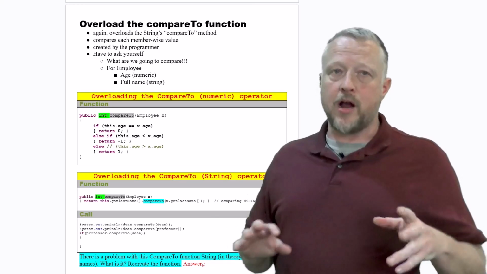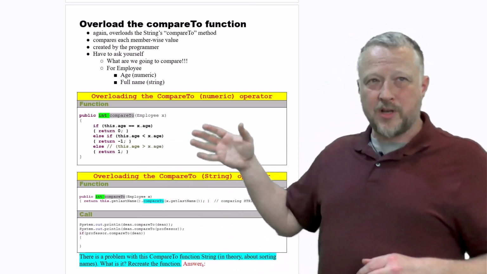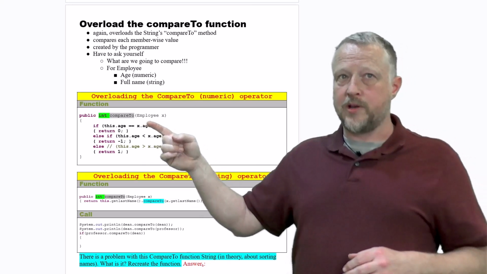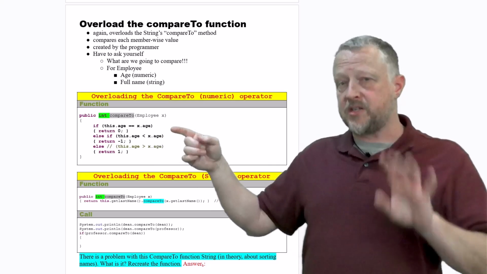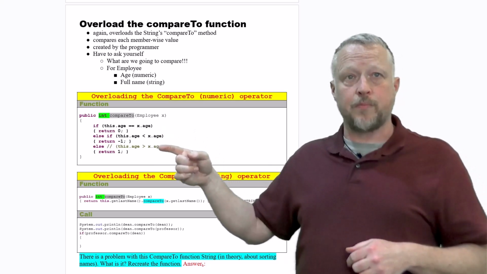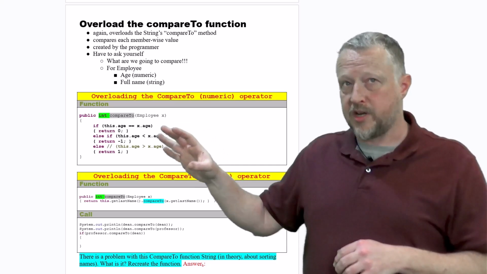Finally, overloading the compareTo function. We've already talked about what this one does, and this one does an employee for this one, but what's it comparing to? In this particular example, it looks like all it's doing is comparing age. That's all it's doing for this particular example.